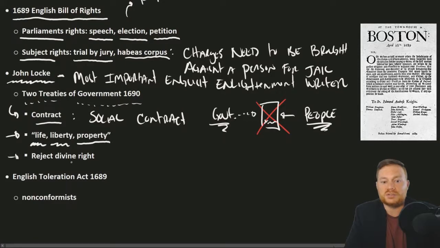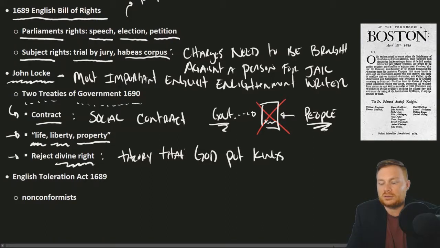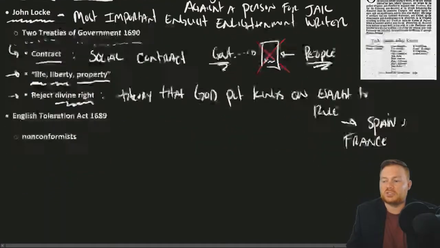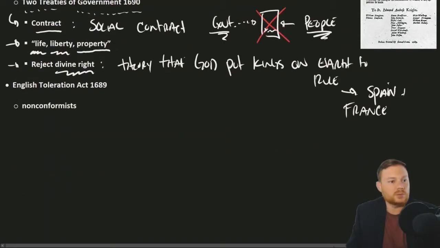John Locke also rejects divine right. Divine right is the theory that God put kings on earth to rule. Now, this wasn't the case in England, but this was the case in places like Spain and France, right? They were absolute monarchs. This is what James II was trying to be. James II wanted to copy the monarchs of Spain and France who had absolute power. To defy the king of France or defy the king of Spain was simply like defying God. It would not be accepted there.